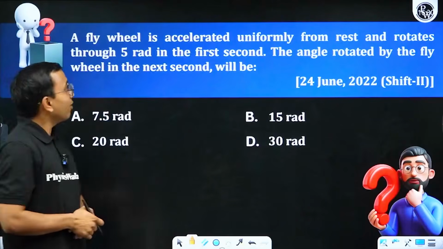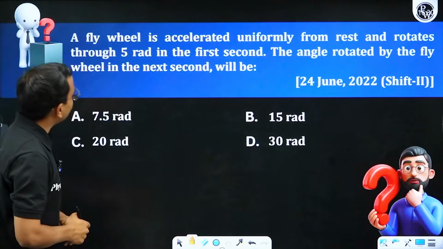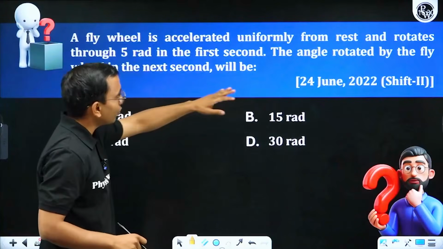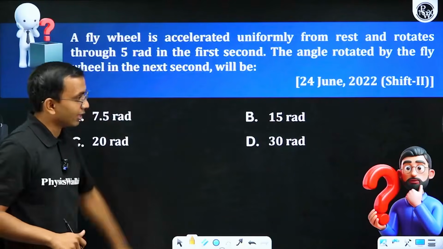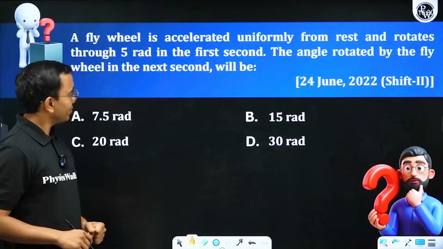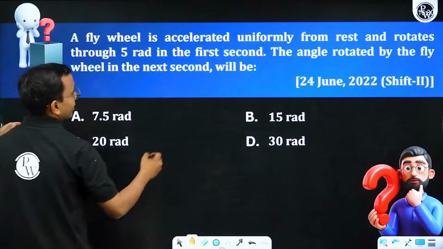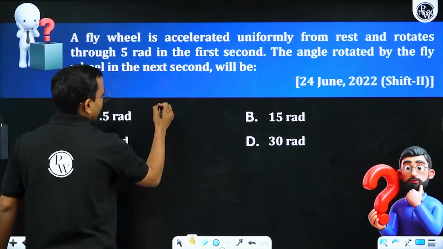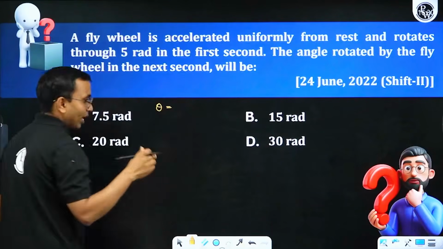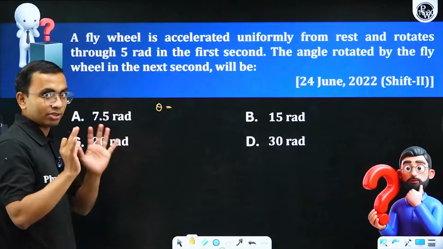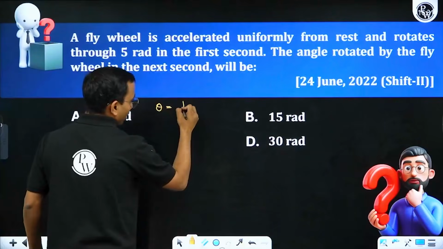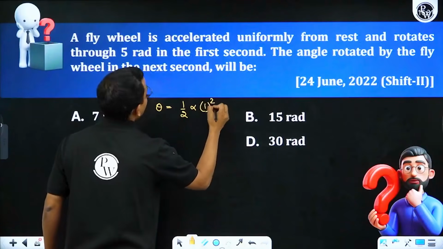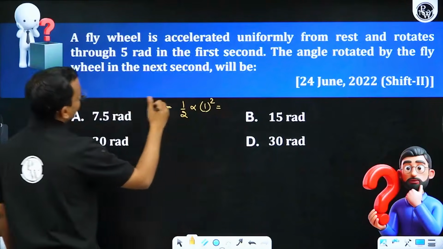Another question. A flywheel is accelerated uniformly from rest and rotates through 5 radians in the first second. The angle rotated by the flywheel in the next second is? Okay, so in the first second, if I write the angular displacement, it is starting from rest. So theta is equal to, we know s is equal to ut plus half at square. Starting from rest, u is 0, so omega naught is 0, so half alpha t square, so 1 square, and this is given as how much? 5.